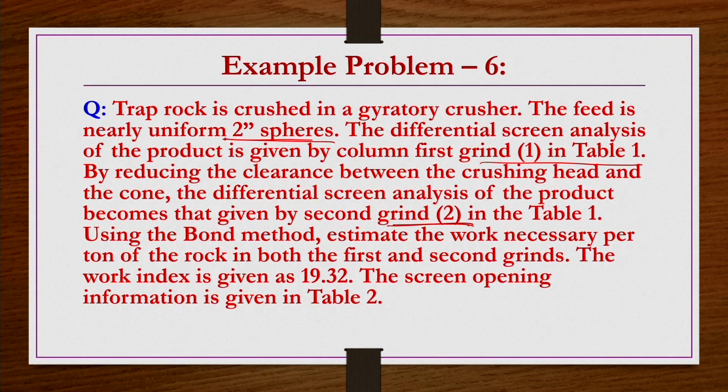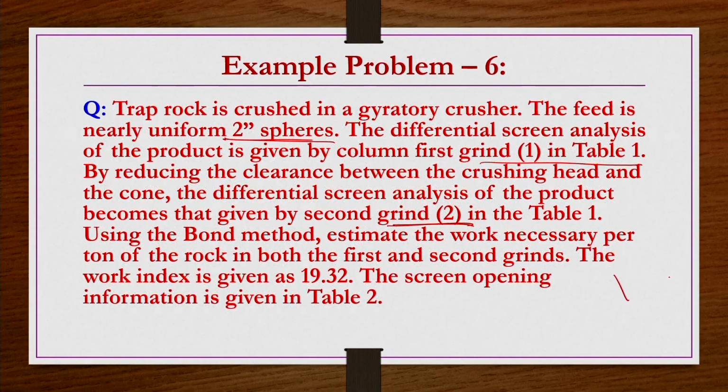So, in the same material, with the same equipment, grinding has been done 2 times. Initially, whatever clearance there was between the crushing head and the cone is reduced in the second case. That is the only thing: that space is reduced.